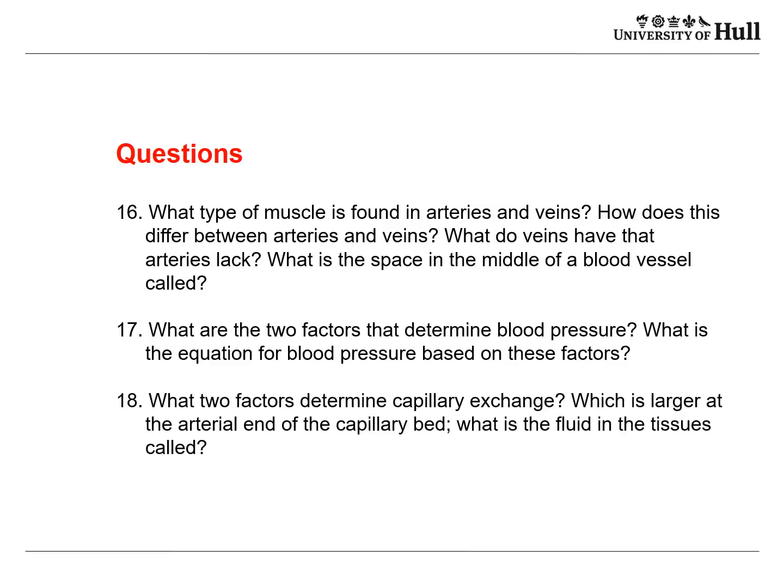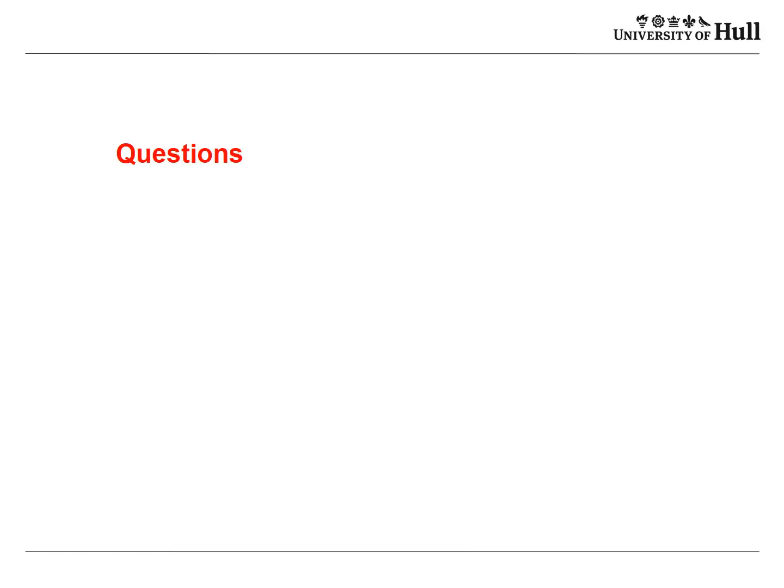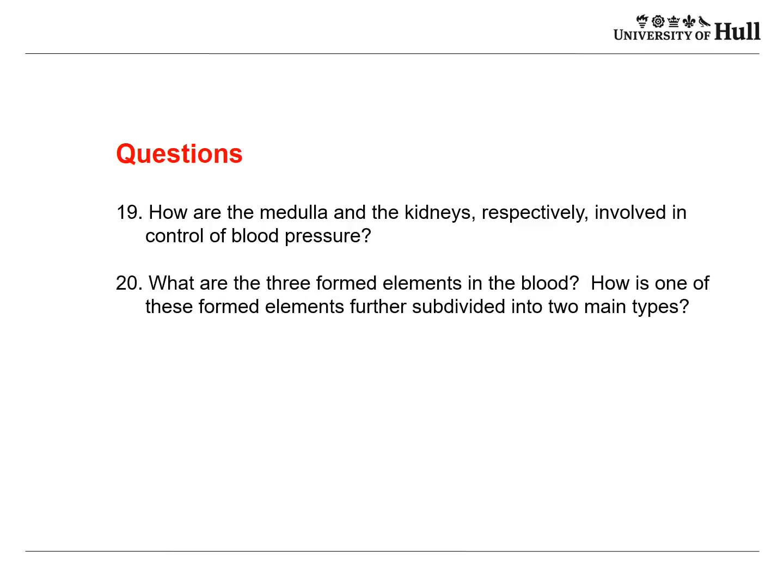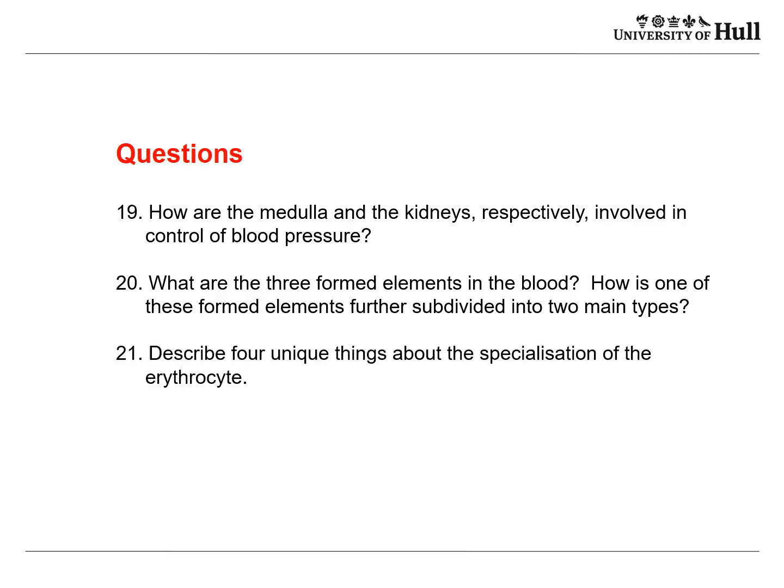18. What 2 factors determine capillary exchange? Which is larger at the arterial end of the capillary bed, and what is the fluid in the tissues called? 19. How are the medulla and the kidneys respectively involved in control of blood pressure? 20. What are the 3 formed elements in the blood? How is one of these formed elements further subdivided into 2 main types? 21. Describe 4 unique things about the specialization of the erythrocyte. 22. What are the 4 main blood types?